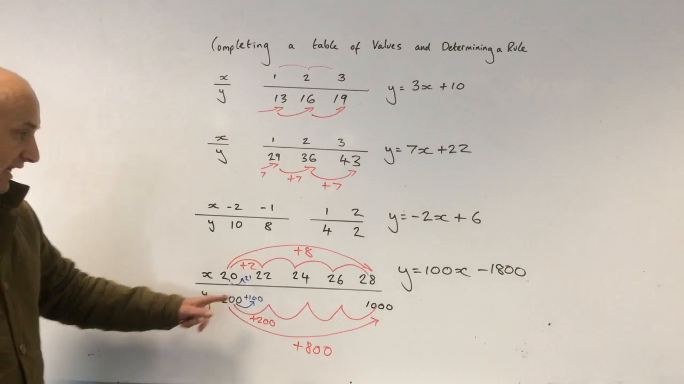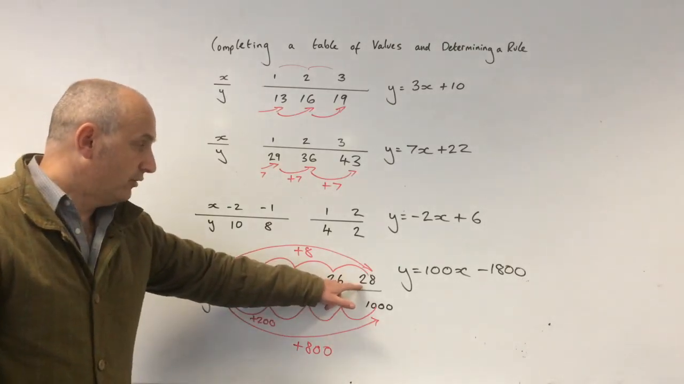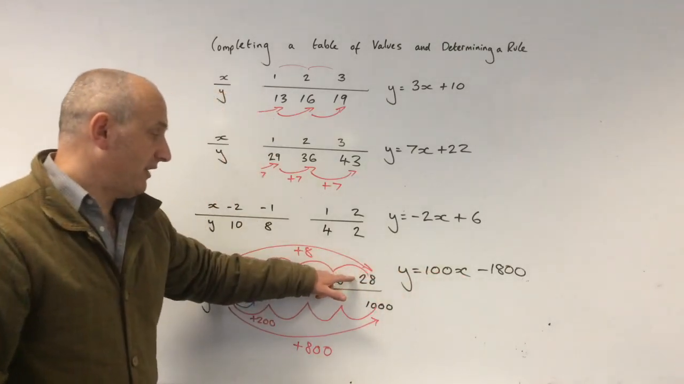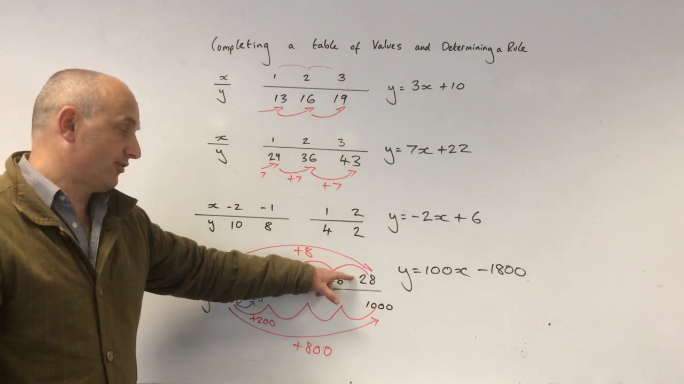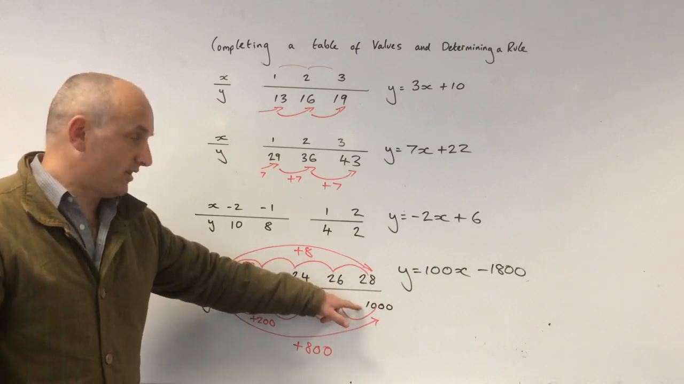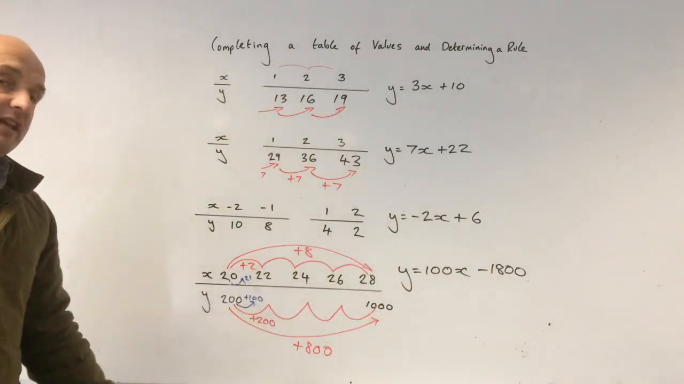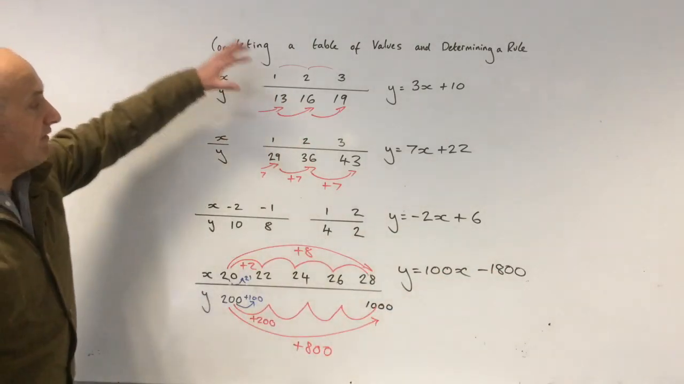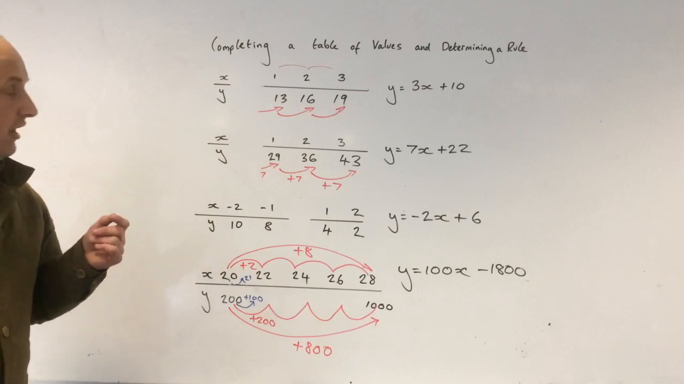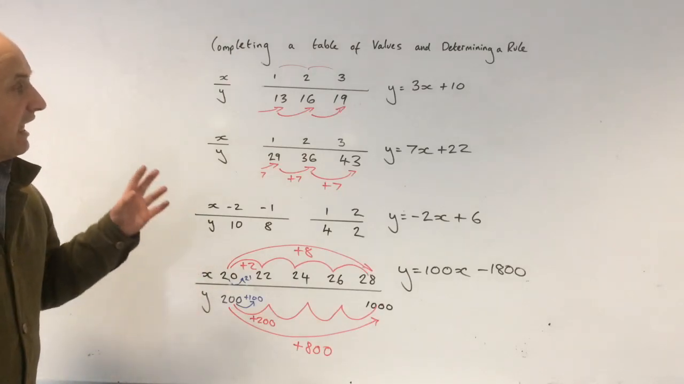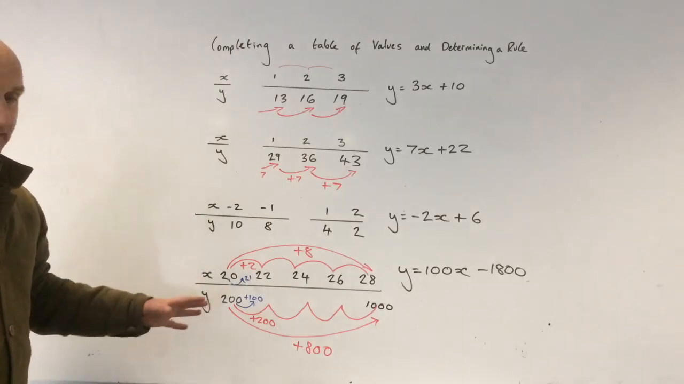Perfect. Let's just check it out here. I'm going to use that number. What's 100 times 28? 2,800. But I need it to equal 1,000. Yes, I subtract 1,800. Okay, so this is a very tricky subject, but we will have a lesson on this.